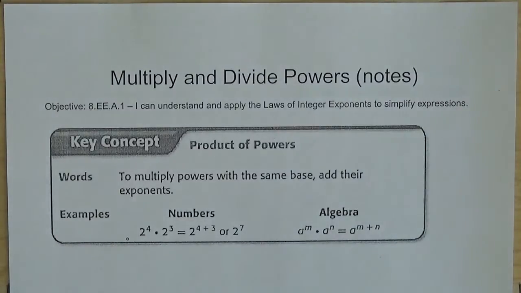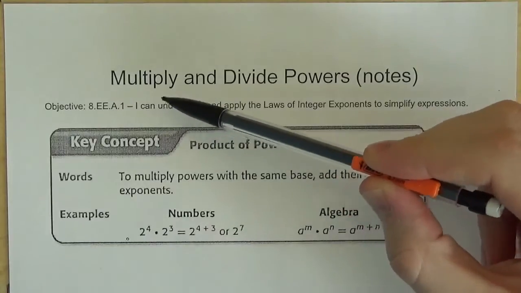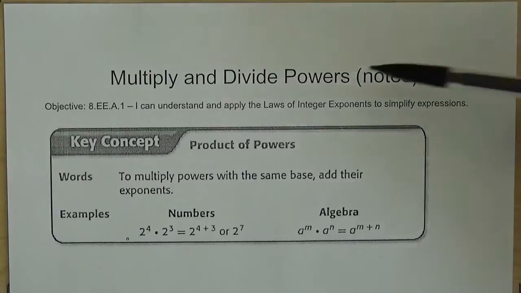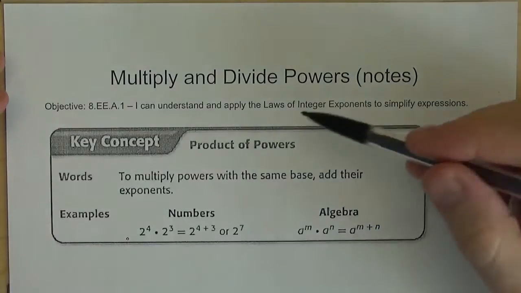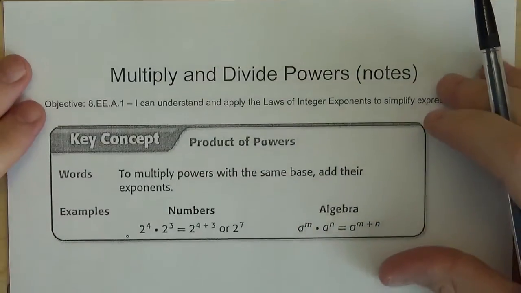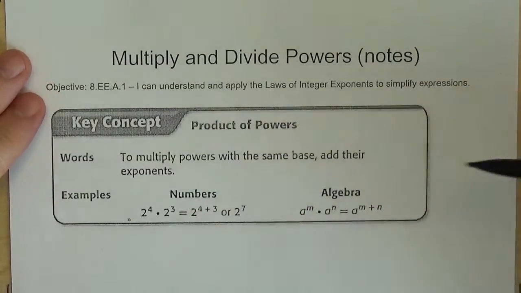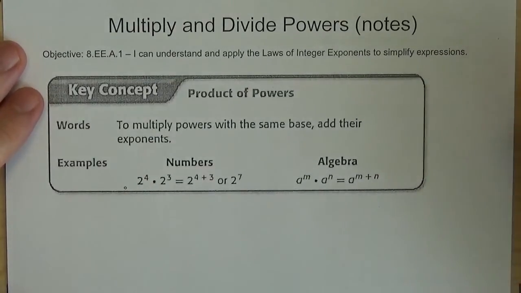We're continuing our unit here on exponents, and so we're going to talk today about how to multiply and divide powers. So we're really going to start to get into our objective here, which is that I can understand and apply the laws of integer exponents to simplify expressions. We're going to get into these laws of integer exponents today. Specifically, the first law that we're going to look at here is called the product of powers, and it says to multiply powers with the same base, add their exponents. And so it gives us a couple of examples here of what that looks like.